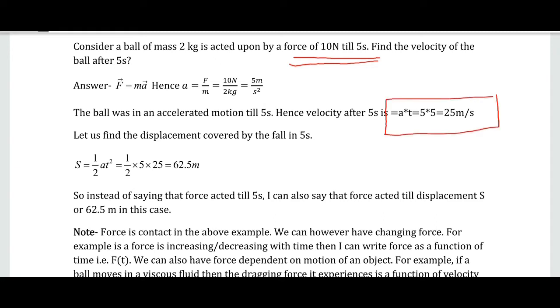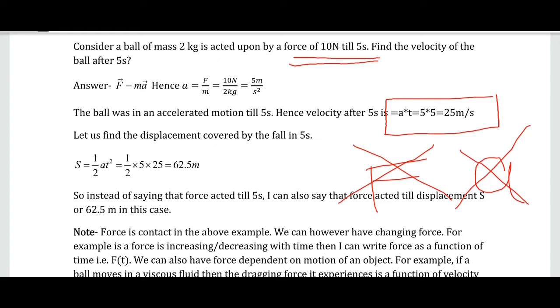Now once the time goes beyond 5 seconds, there is no force. If there is no force, there is no acceleration. If there is no acceleration, there isn't going to be any change in velocity. So what will be the velocity after 5 seconds? It is going to be the same as the maximum velocity that the ball attained at 5 seconds. Agreed? Let me give you another example.